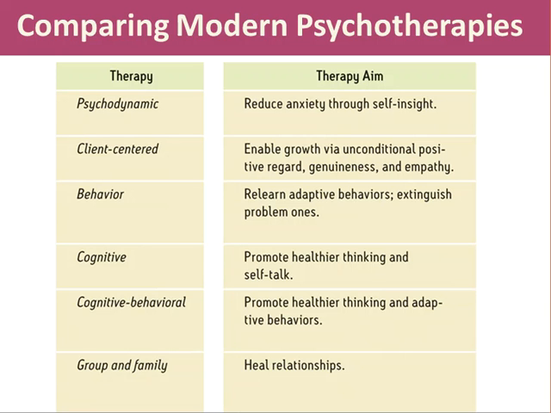Cognitive aim of therapy: promote healthier thinking and self-talk. Cognitive behavioral therapy's aim: promote healthier thinking and adaptive behaviors. And the aim of group and family therapy: heal relationships.